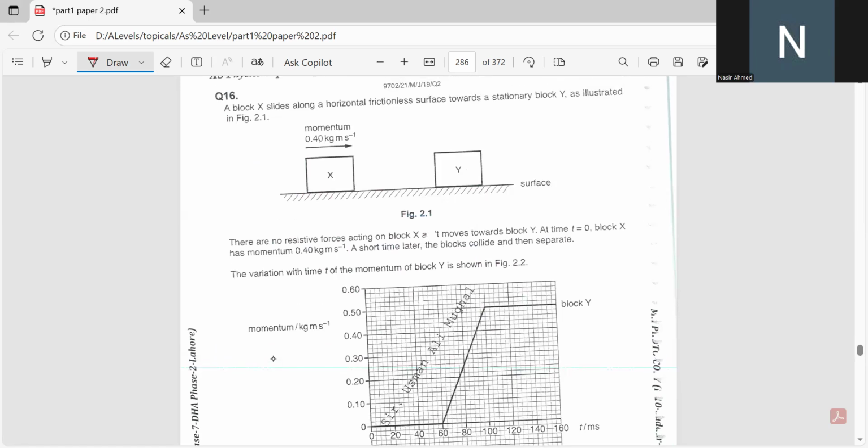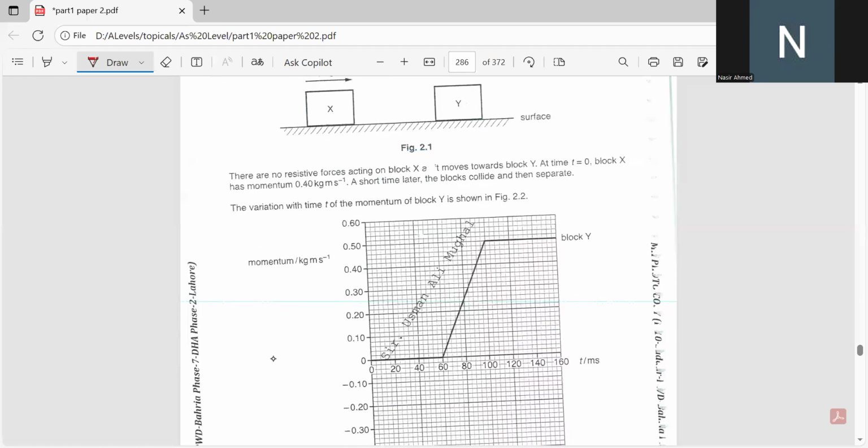So question 16 says that there is a block X. The block X slides along a horizontal frictionless surface towards a stationary block Y as illustrated in figure 2.1. Right? So in the first case, there is going to be a momentum of the first block X, which is moving with 0.4 kg meter per second, and Y is at rest.